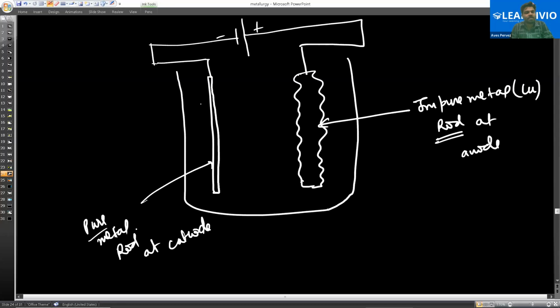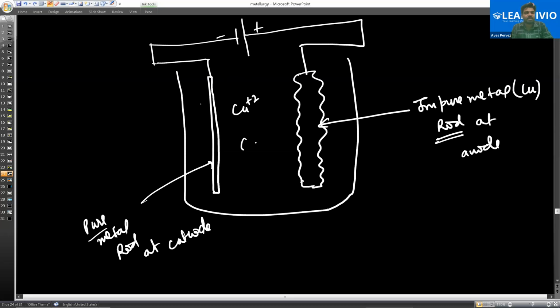So for example, if you are going to refine copper, you will take a thin strip of pure copper metal and place it at the cathode, connected with the negatively charged wire. And the rod which you are going to purify, you connect with the positive terminal of the battery. And if you are purifying copper, then you will take copper sulfate as the electrolyte.